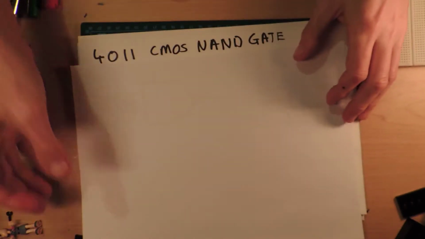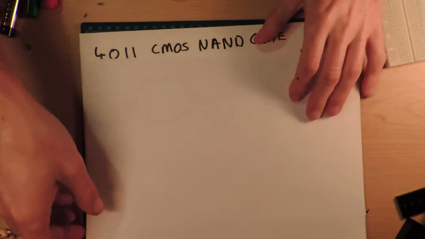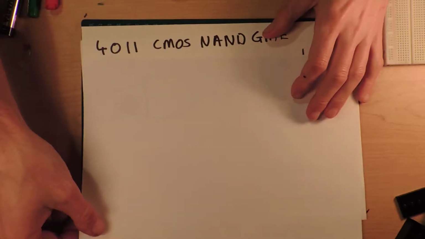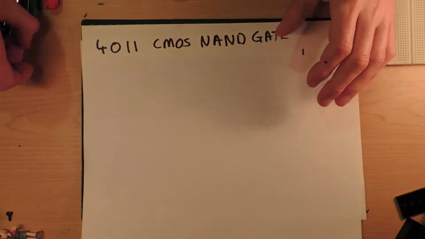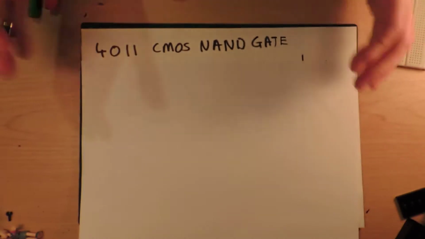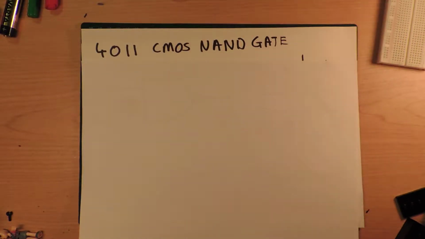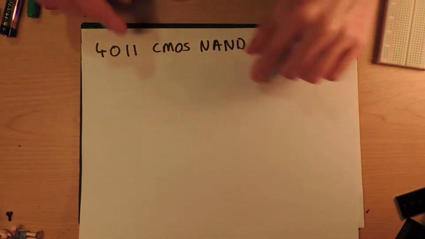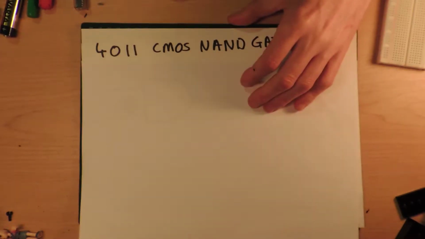Okay, hopefully this is a relatively straightforward and quick video. There's nothing much to really talk about. This is a very straightforward chip. We're going to look at the 4011 CMOS NAND gate, which I'm sure has a gazillion videos on it.